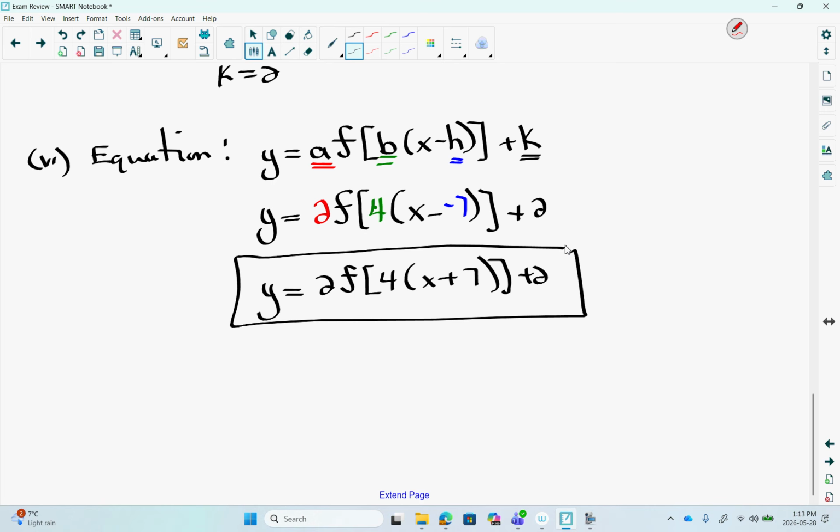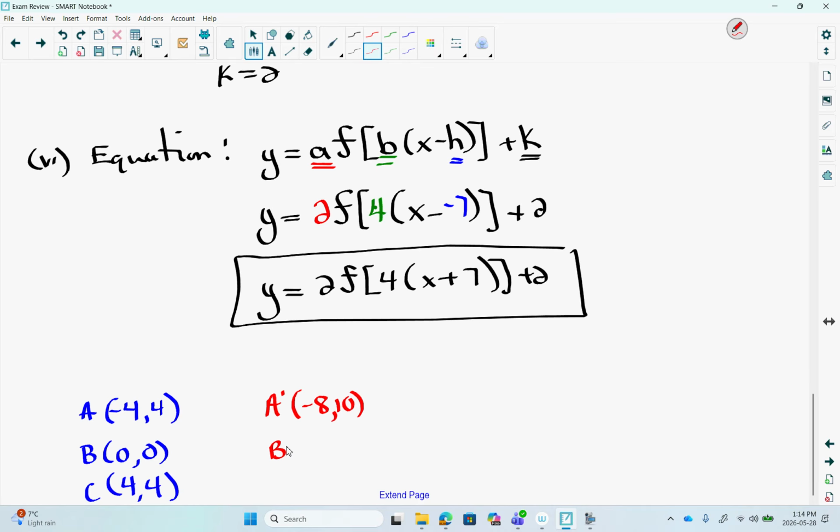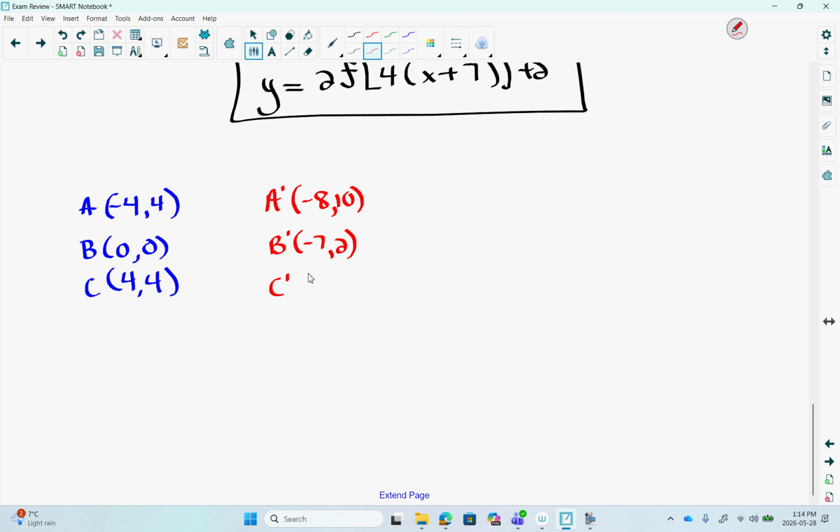Now that is not the only way to do that question. Some people can literally just look and make the mapping rule. They would take their original points: A, that was equal to -4, 4. B, that was 0, 0. And C, that was 4, 4. And compare them to their image points. This was -8, 10. B prime was -7, 2. And C prime is -6, 10.